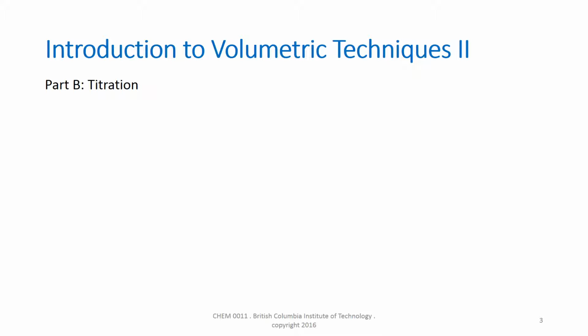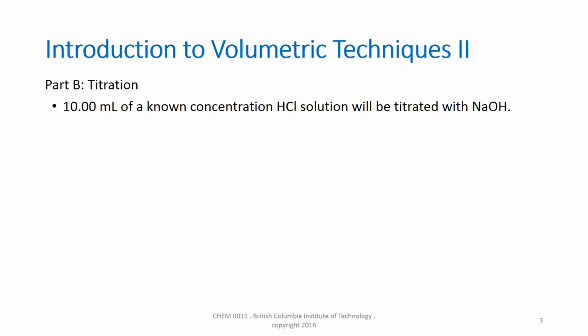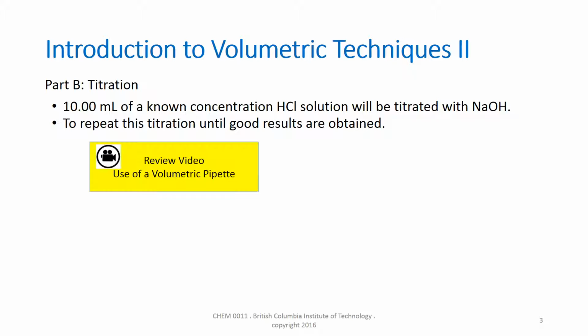In Part B of the experiment, 10 milliliters of a known concentration HCl solution will be pipetted into an Erlenmeyer flask. It is titrated by adding NaOH solution from a buret. This titration will be repeated until good results are attained. It may be helpful to review the video on use of volumetric pipette and the video on titration.